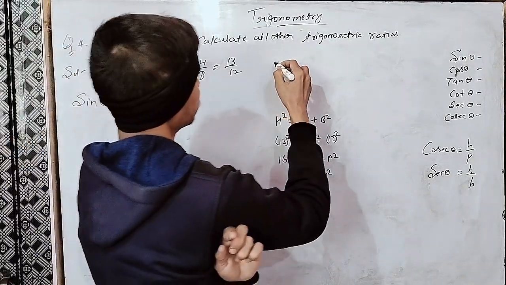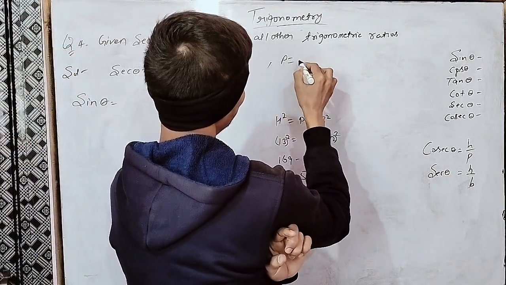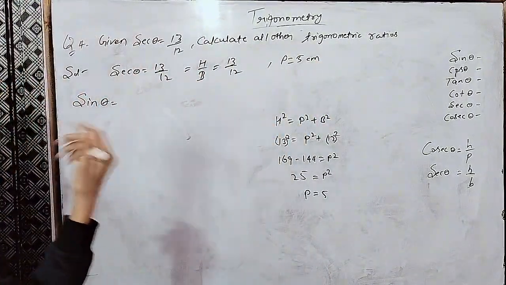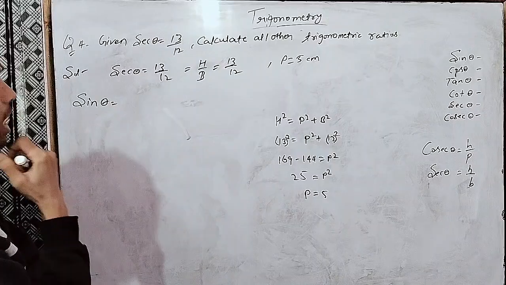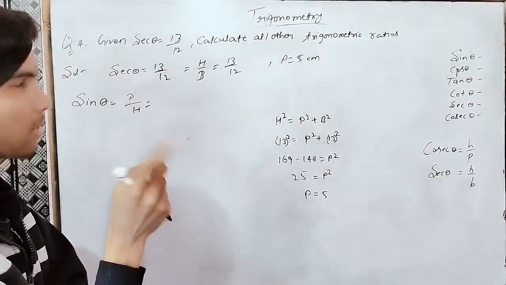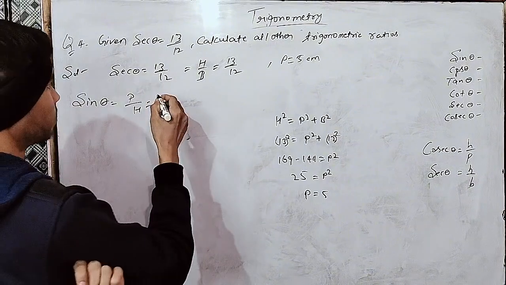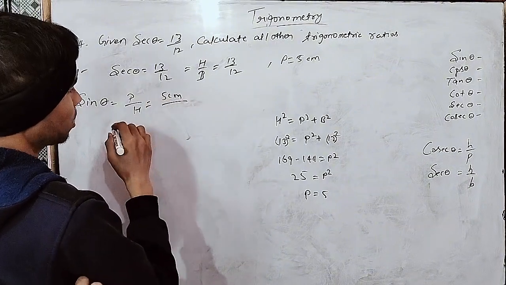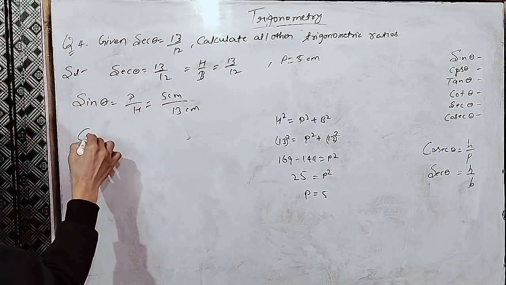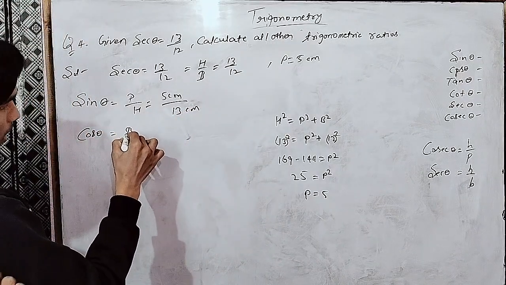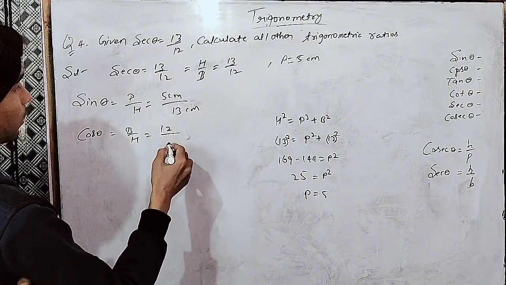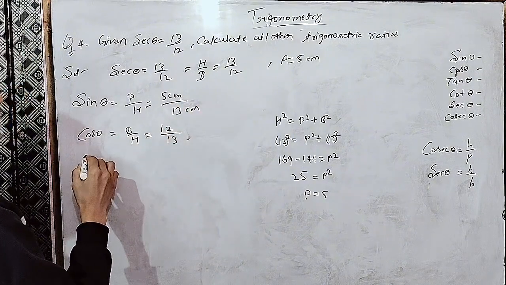P is how much? P is 5 centimeter. H is 13 centimeter, B is 12 centimeter. So sin theta is P by H. P is 5 centimeter, H is 13 centimeter. That's it. Cos is B by H, B 12, H 13.